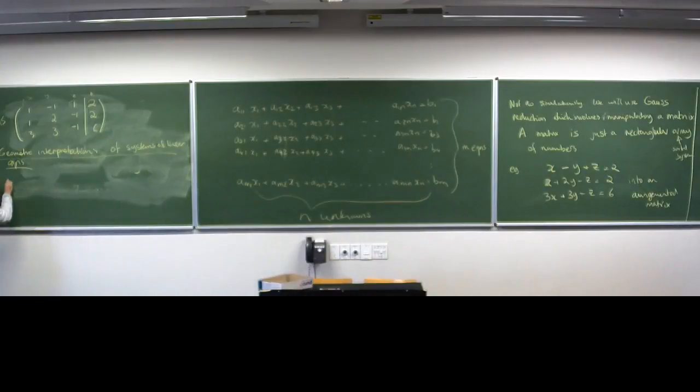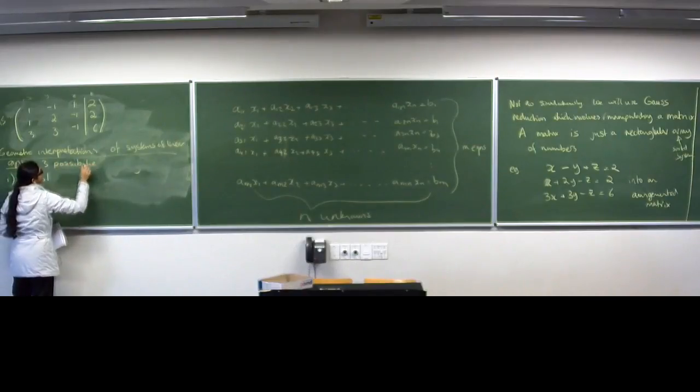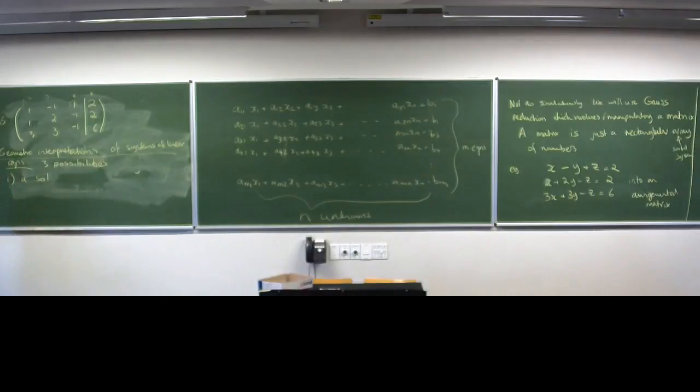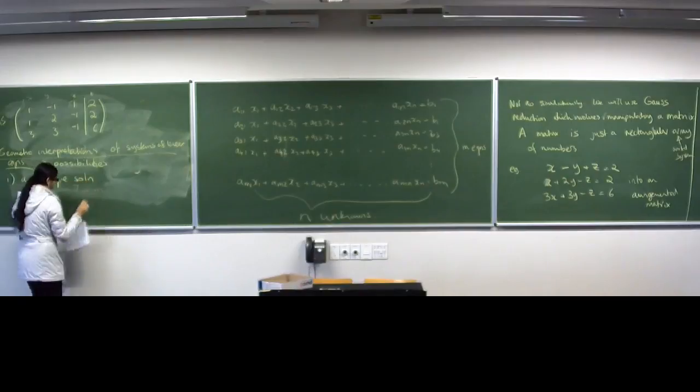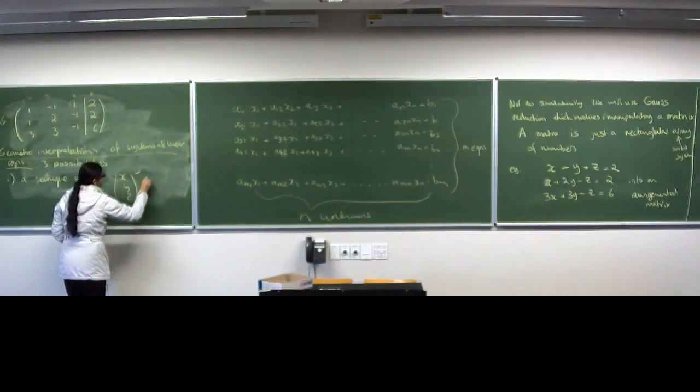So we could get a solution. We get 3 possibilities. You can't have all 3. You get one or the other or the other. So the first possibility is a unique solution. So one answer. So we get something like x, y, z is equal to some values.